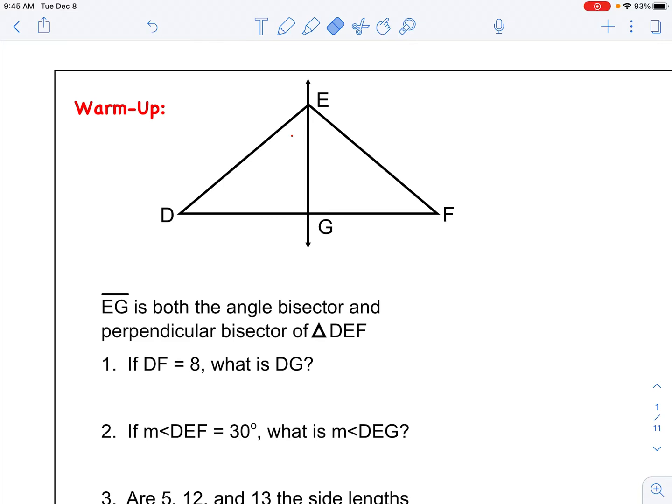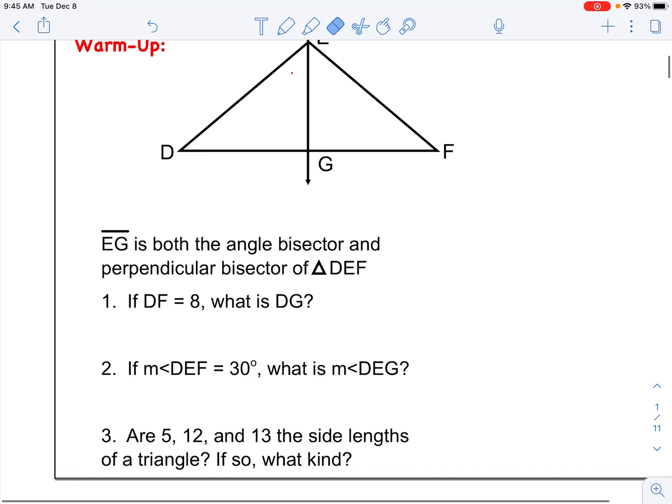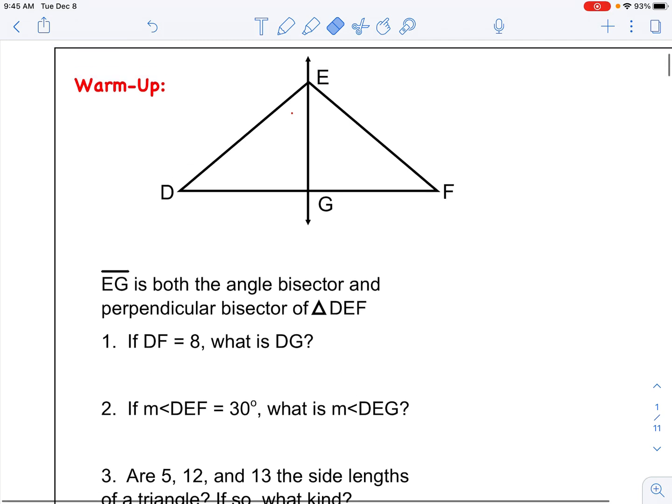Talk about triangles. All right, still continuing talking about triangles. So let's go through this as a quick warm-up. It gives us an angle bisector and perpendicular bisector.